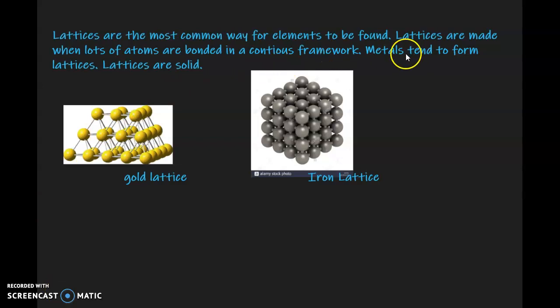Metals tend to form lattices. Gold is a metal, iron is a metal. This might help you remember that because all those atoms are locked in, lattices tend to be solid. If you think around you in real life, when you encounter metals, they're usually solid at room temperature. I can only think of one example that isn't a solid at room temperature, and that, of course, is mercury.